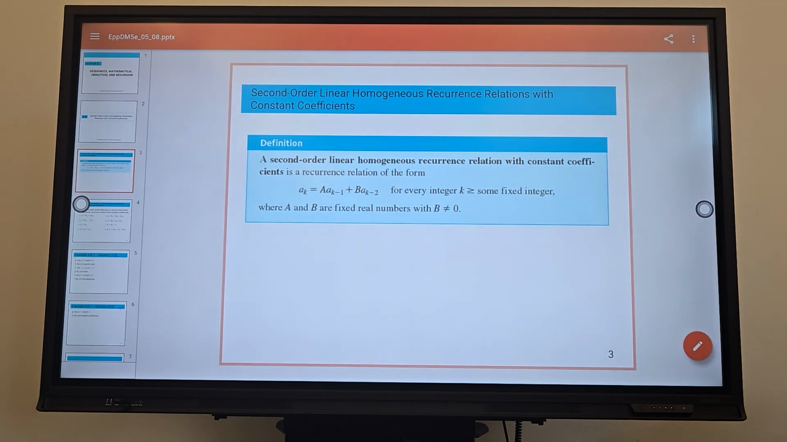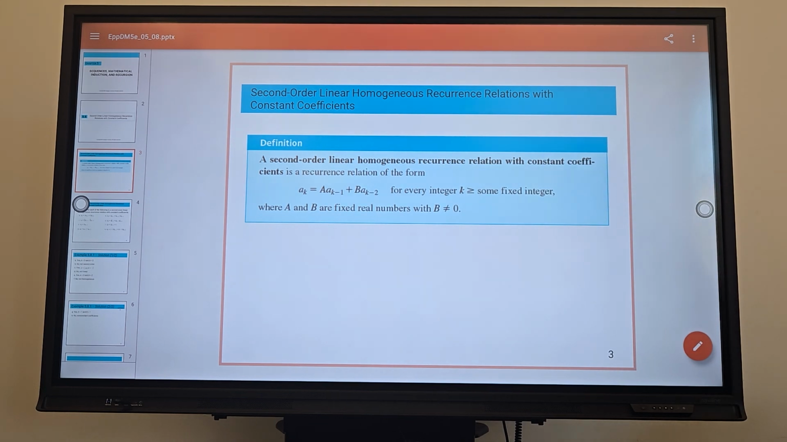A second order linear homogeneous recurrence relation with constant coefficients is a recurrence relation of the form a sub k equals capital A times a sub k minus 1 plus B times a sub k minus 2 for every integer k greater than or equal to some fixed integer, where A and B are fixed real numbers with B not equal to 0. All right.